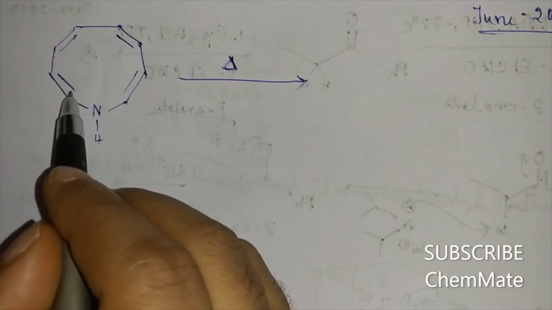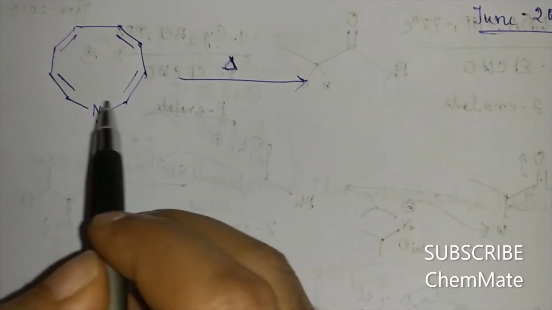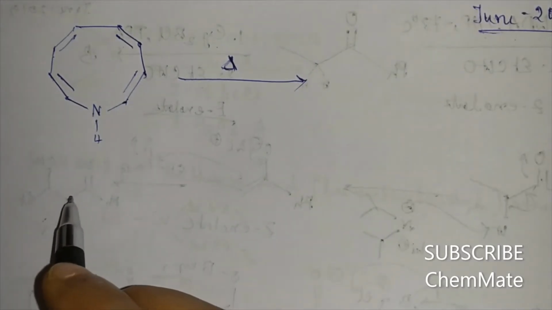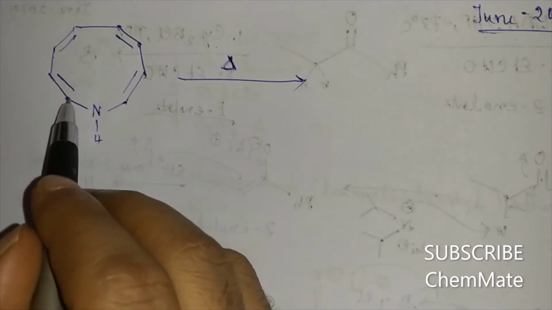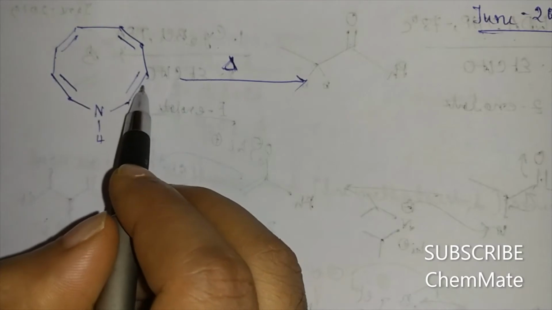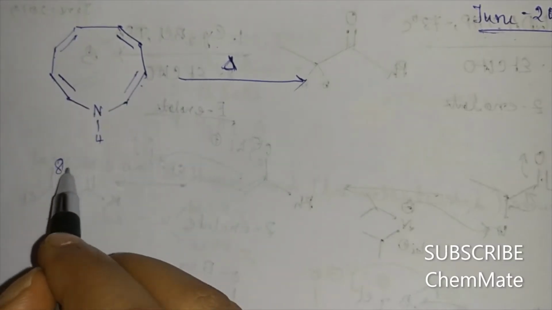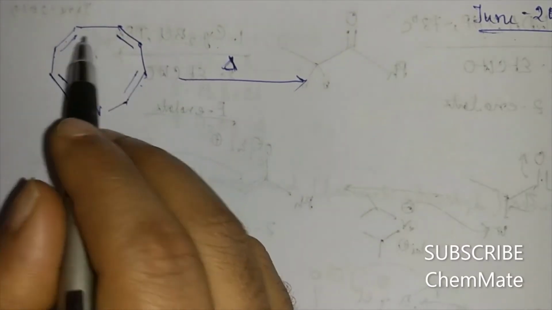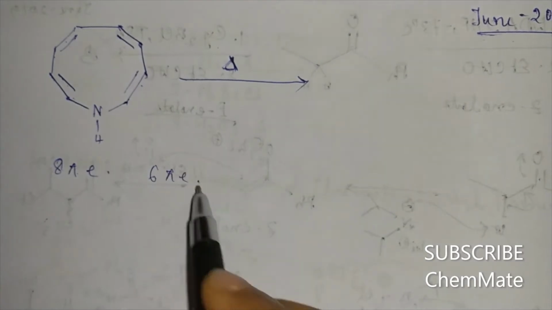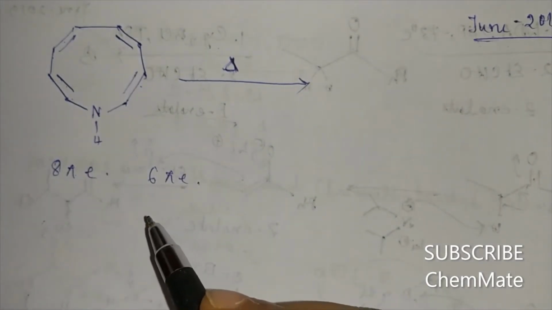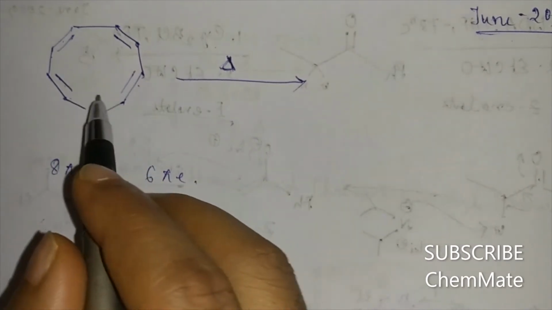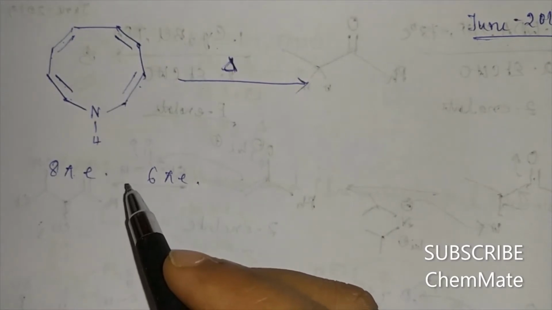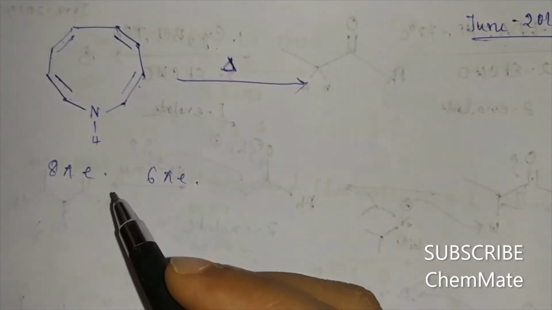So here there is a 4 pi electronic system as well as a 4 pi plus 2 electronic system. That is, if we consider these 4 double bonds, then it will be an 8 pi electronic system, and if we consider these 3 double bonds, then it is a 6 pi electronic system. So we will consider both products and see which is the possibility to be formed.